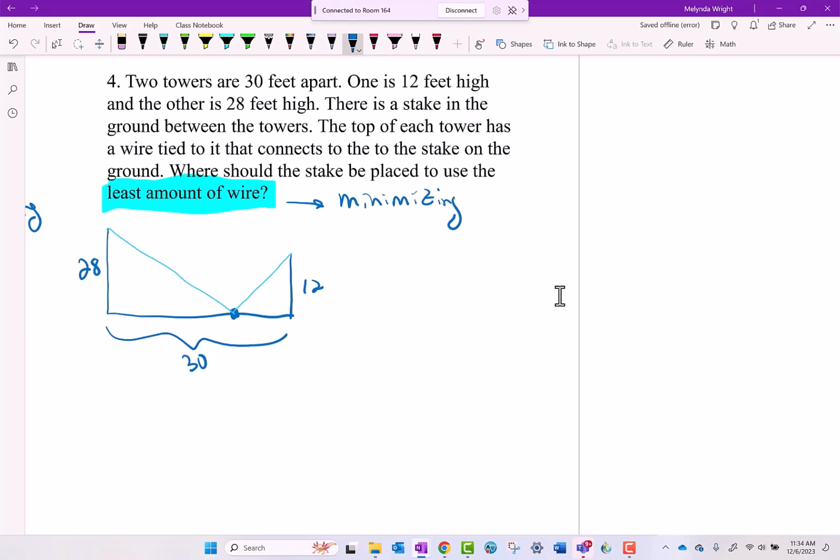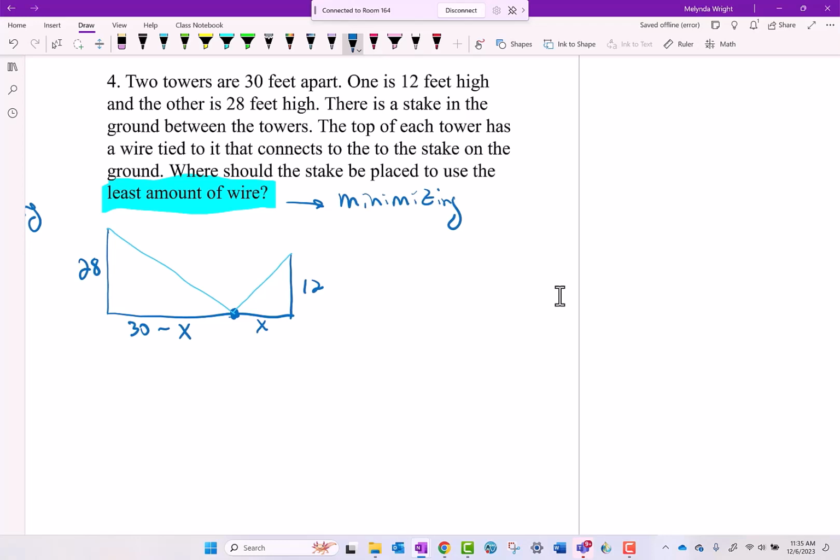Okay, so we need some more variables because we don't even know where that stake is. So why don't we make this x? I'm just going to make the smaller one x for ease. If that one is x, then what is this section of this length? What would this be? 30 minus x, very nice. It would be 30 minus x.